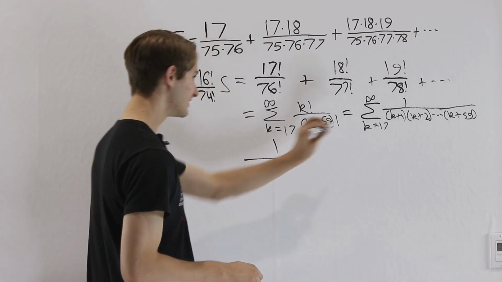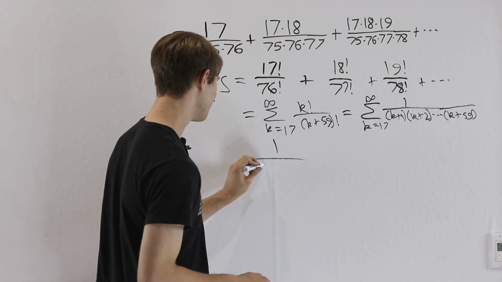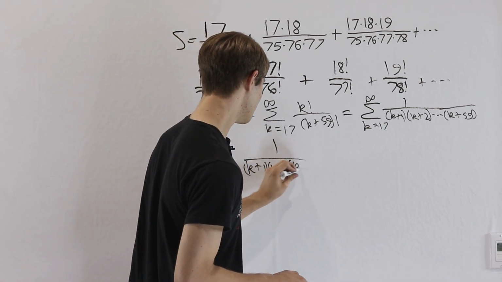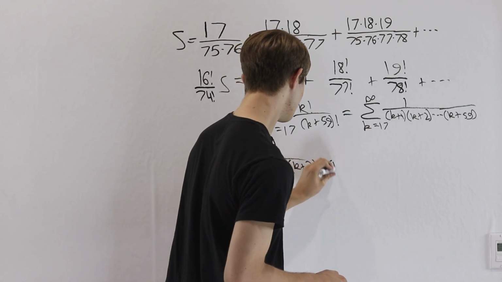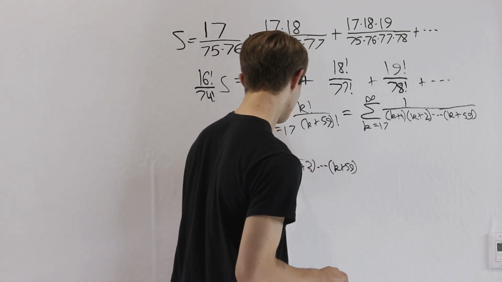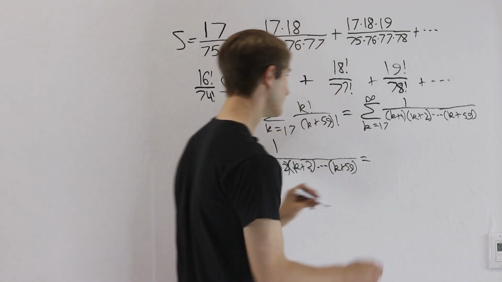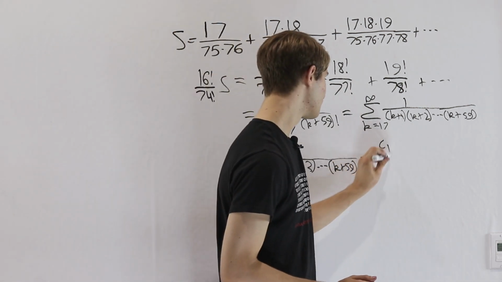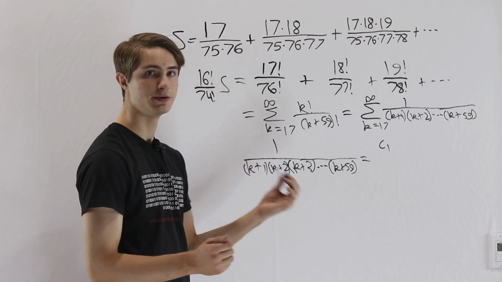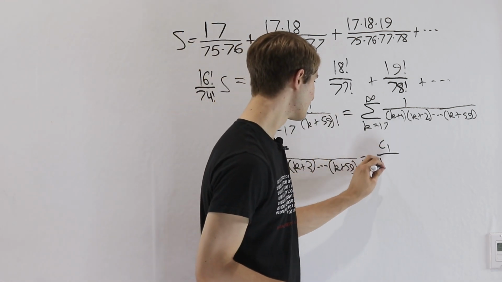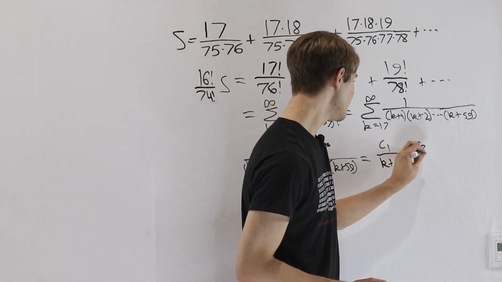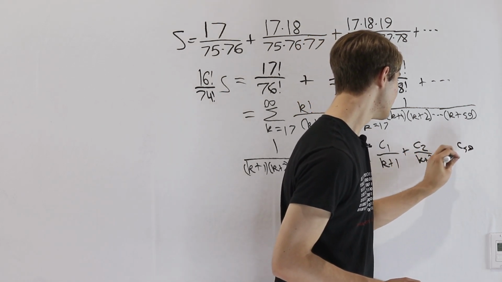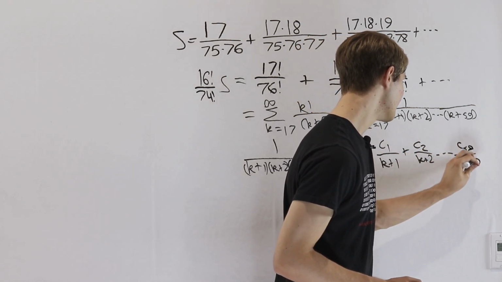So let's look at the inside of this sum here. 1 over k plus 1 times k plus 2 times k plus 3, all the way up to k plus 59. And this is going to be equal to, all these terms are linear. So let's call the constants that they're multiplied by c sub whatever it is. So c1 over k plus 1 plus c2 over k plus 2, and so on c59 over k plus 59.